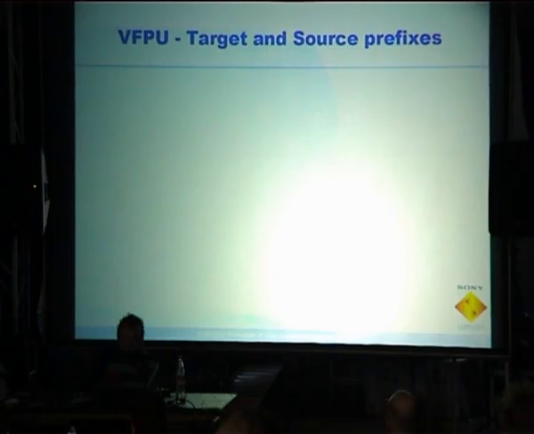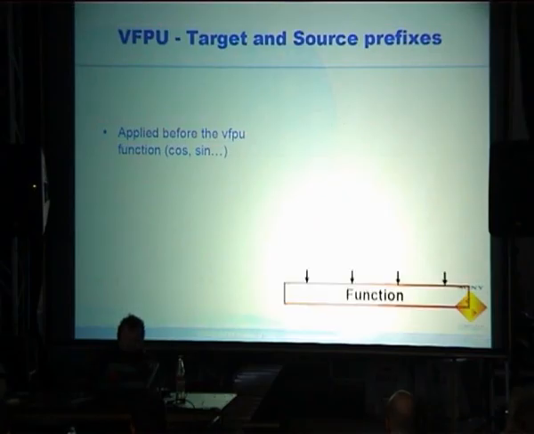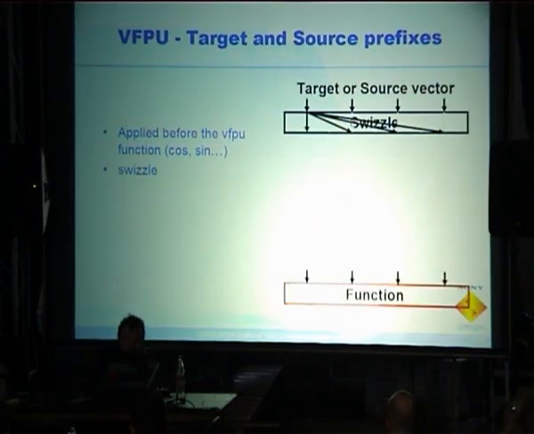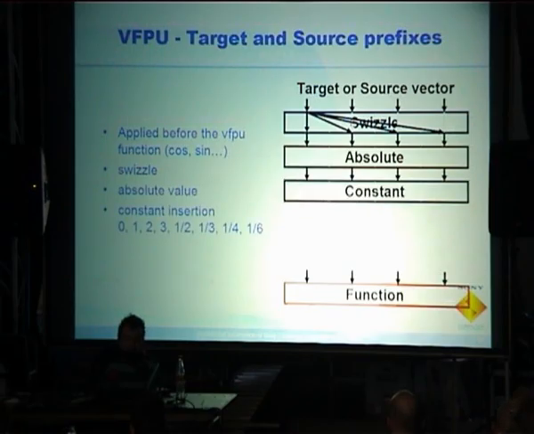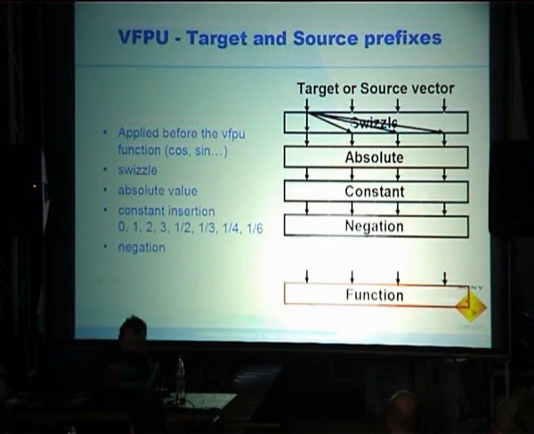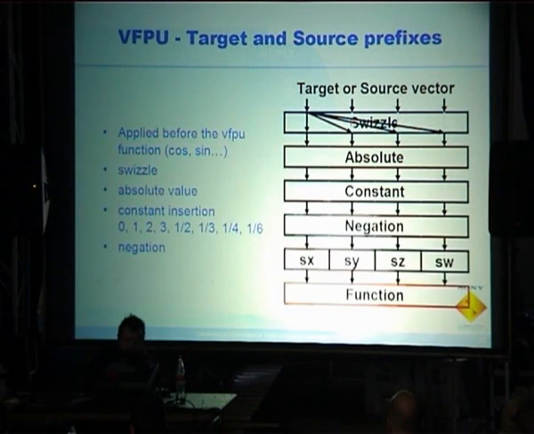You have target and source prefixes, which are applied around the FPU function, cosine, sine, and the other stuff. You apply it, it gets processed, then the prefixes get applied, go through, and then the function is executed.